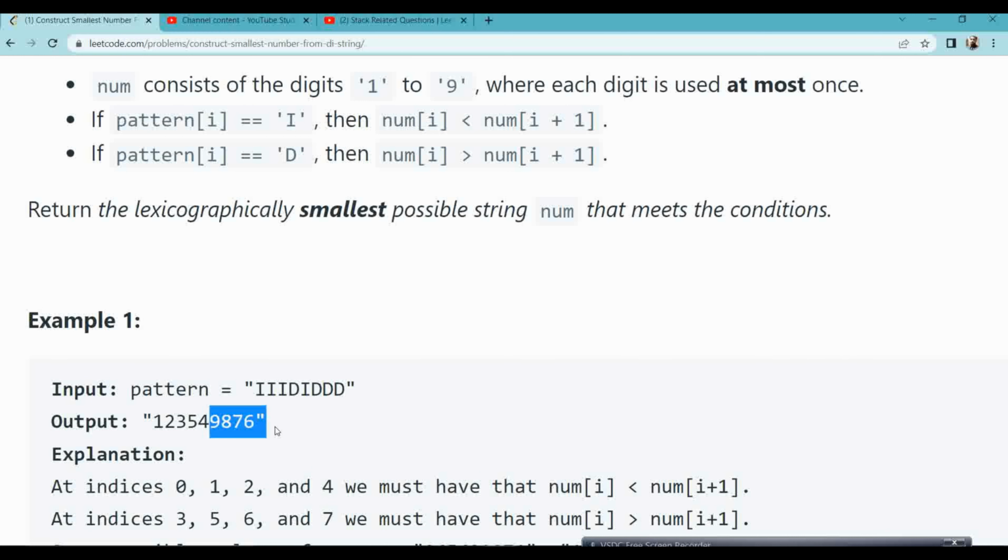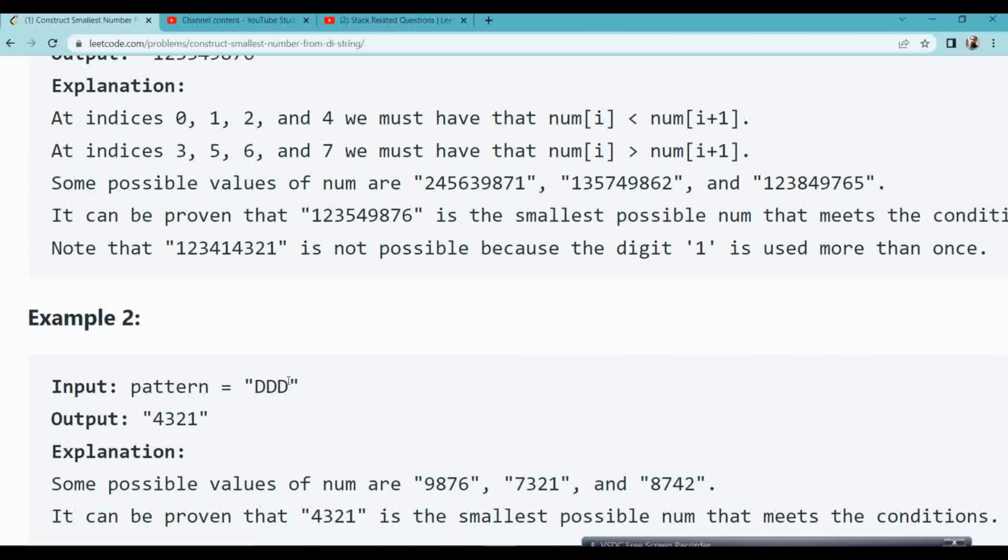So I need to write them in reverse order because it is decreasing order. Here if it is D, then we need to find the maximum digit which is minimum. As you can see, we have 9876, 732, 8742, 4321. So what will be the minimum? For D, what will be the max number which is minimum? Max is 4 because this is 3 digits, so after 3 the maximum number is 4. So here I need to write 4, then 3, then 2, then 1.